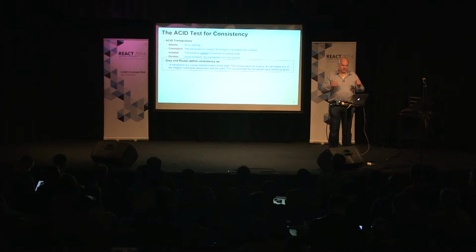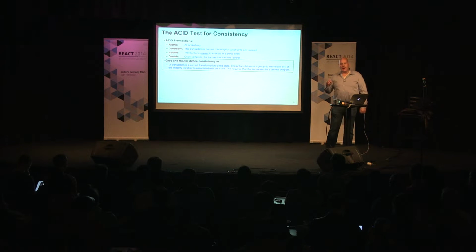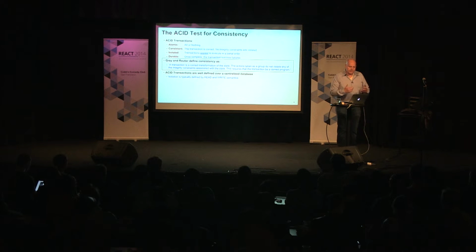So the definition of consistency in the monumental tome that I love is: a transaction is a correct transformation of the state. The actions are taken as a group, do not violate any of the integrity constraints associated with the state. This requires that the transaction is a correct program. I loosely translate that as it's consistent if you don't think you are insane, subjectively.